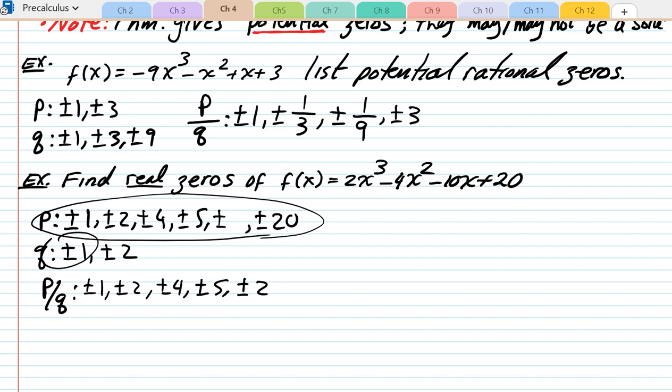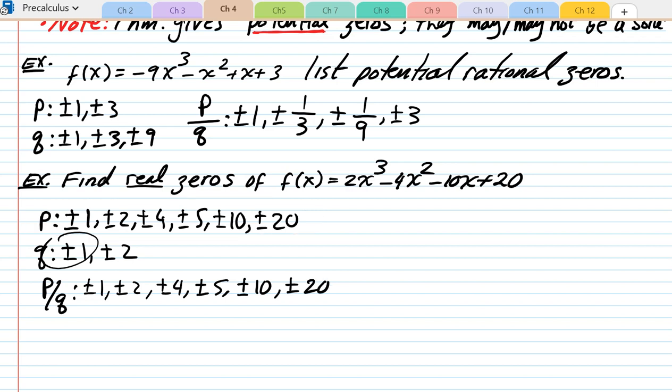Oops, I have 2 here. That should be 10. I said 10 times 2, so I threw myself off. And this would be plus minus 10, plus minus 20. And there you have it. So those are all potential zeros when you divide by 1. Now we divide every one of those by 2.